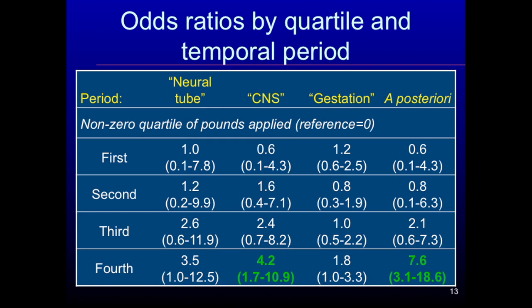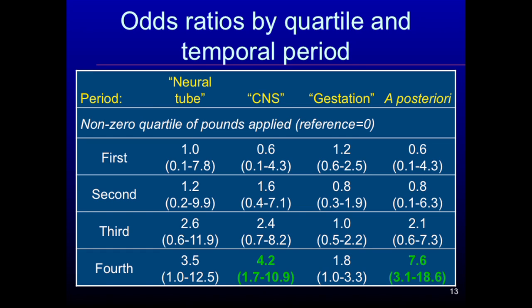Table of results, just to make everyone's eyes glaze over. We're comparing to the people who were not exposed to any organochlorines within a 500-meter radius of their home. And then for non-zero, there's the first quartile, second quartile, third quartile, fourth quartile. For CNS and our a posteriori, you see that there are no significant associations until you get to the fourth quartile. For CNS, the odds ratio, actually it's a relative risk, for autism pretty much quadrupled.